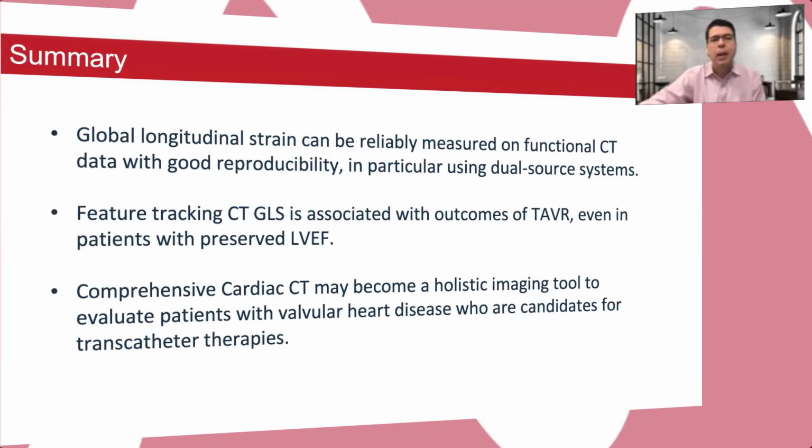So in summary, global longitudinal strain is a reliable measure of functional CT, which has importance particularly in patients with preserved ejection fraction, with good reproducibility, particularly if we use systems that have a high temporal resolution. Feature tracking is associated with outcomes, and this comprehensive CT evaluation might become quite important for patients that are being considered for transcatheter therapies. Thank you very much.